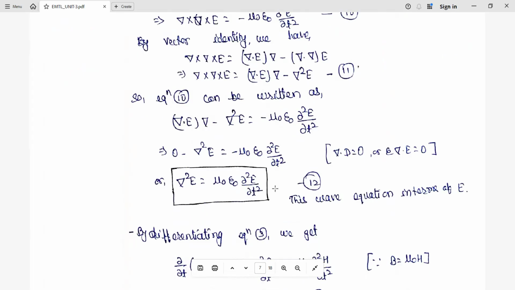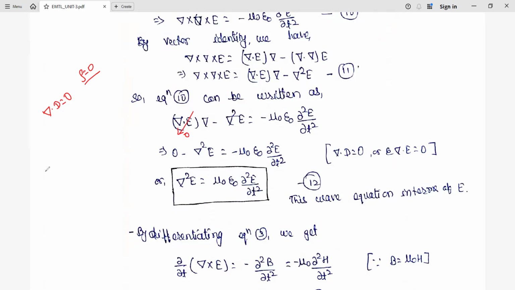Now finally, here we see that we got ∇²E. How did we get ∇²E only? This term is going to become 0. How is it going to become 0? Since we have ∇·D equal to 0, since ρ is equal to 0, charge density is 0. So finally ∇²E equal to μ₀ε₀ ∂²E/∂t² is the wave equation in terms of electric field in case of perfect dielectric.